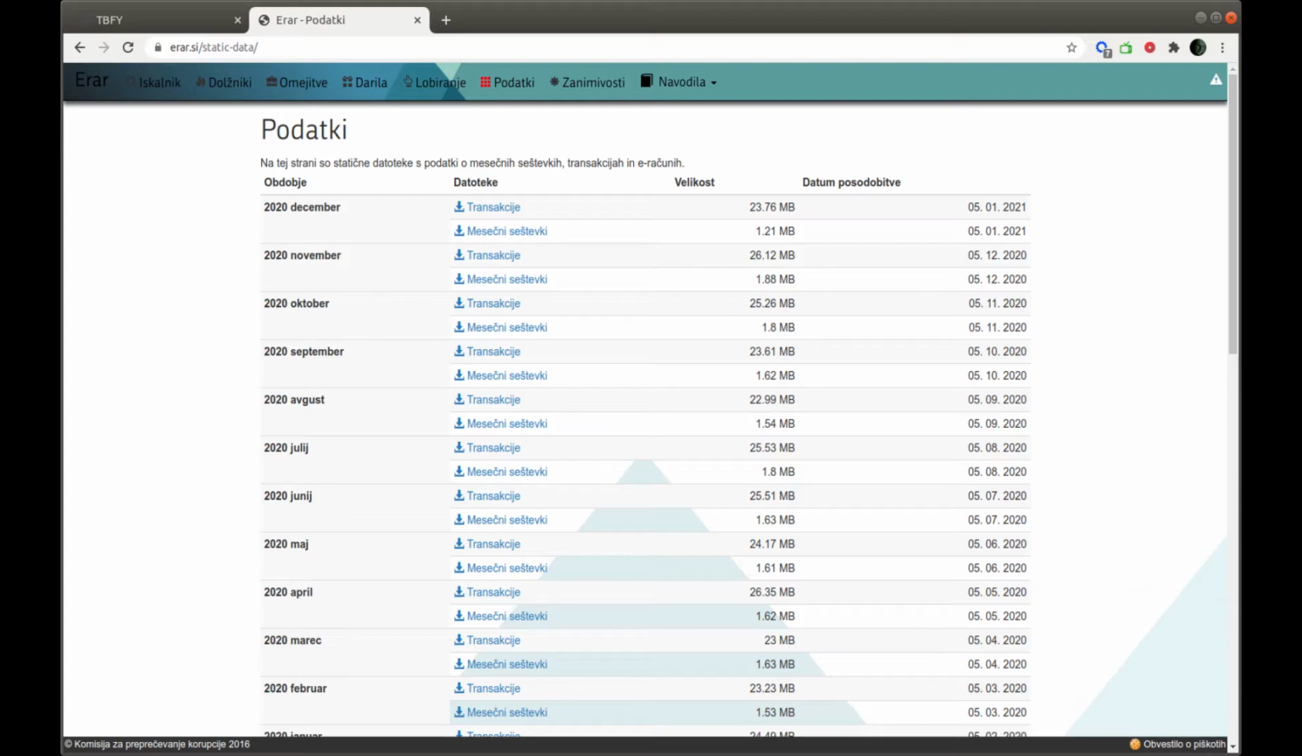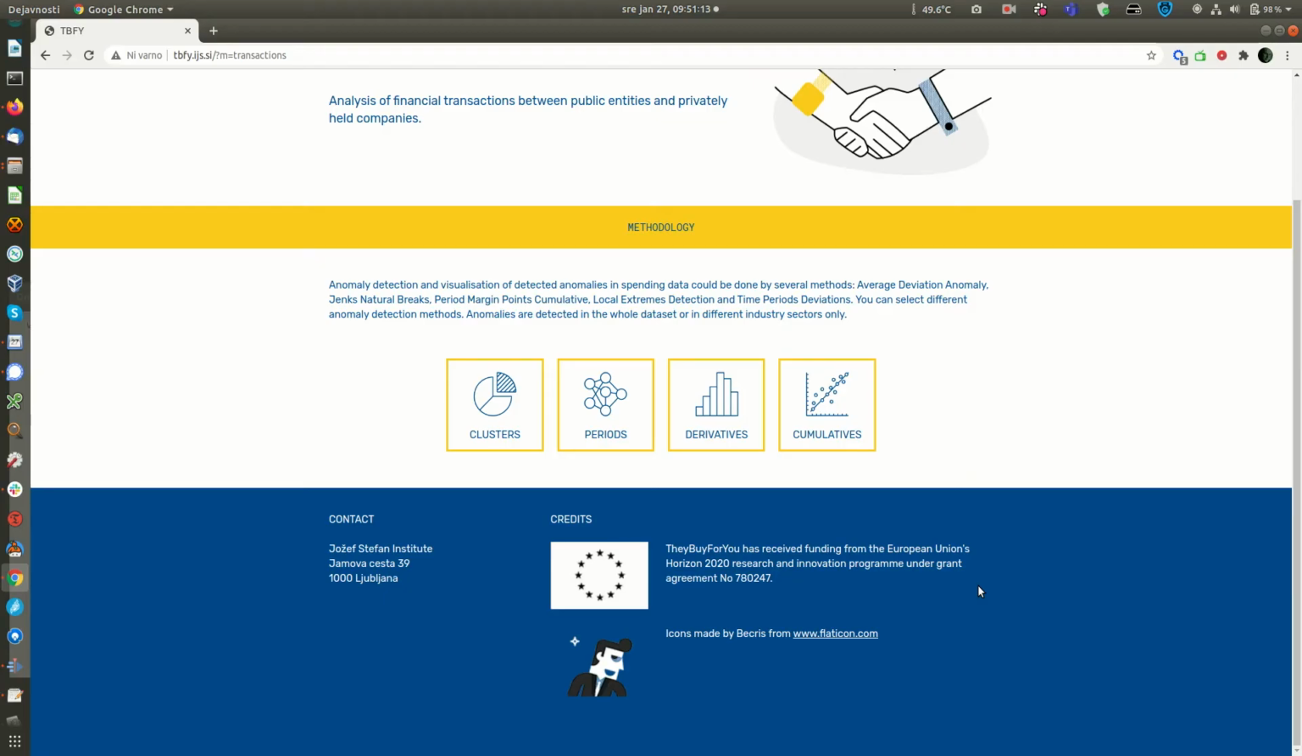The data about financial transactions are from the application ERAR, which shows all financial transactions from the Slovenian public sector to private companies from 2003. Let's take a look at the different anomaly detection methods.